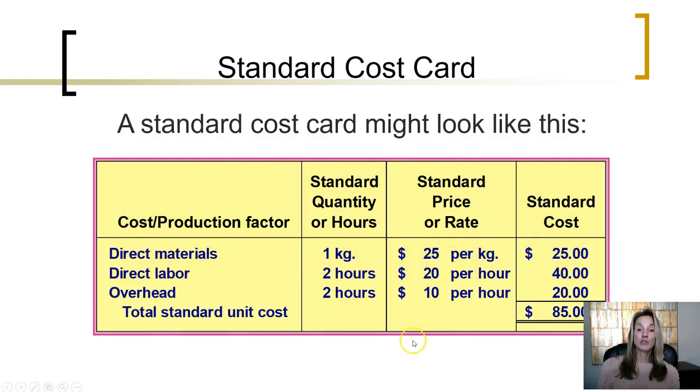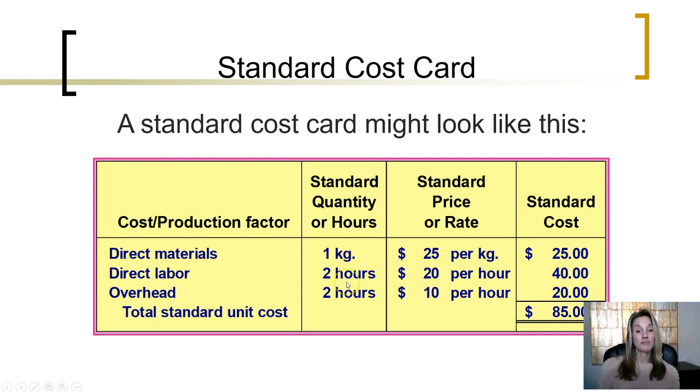So if a company were to prepare standards to produce 1 unit of inventory, we could see an example of a standard quantity of 1 kilogram of materials at a standard rate of $25 per kilogram. Each unit produced should incur a standard cost of $25 for materials.